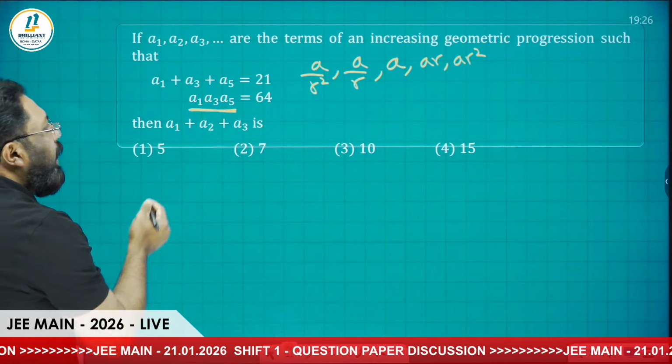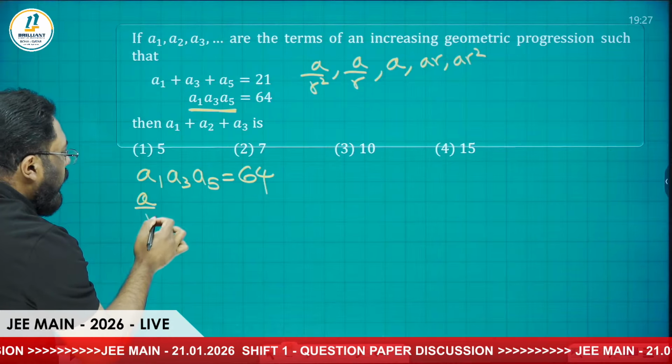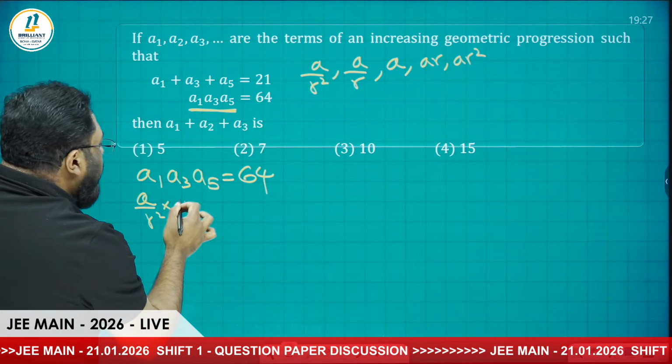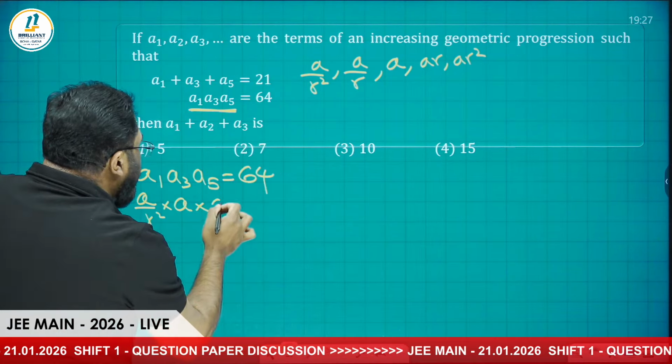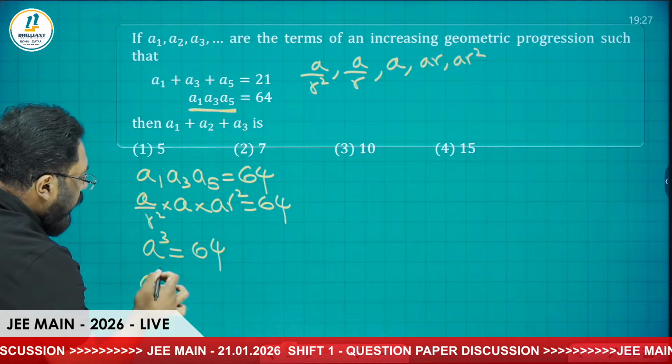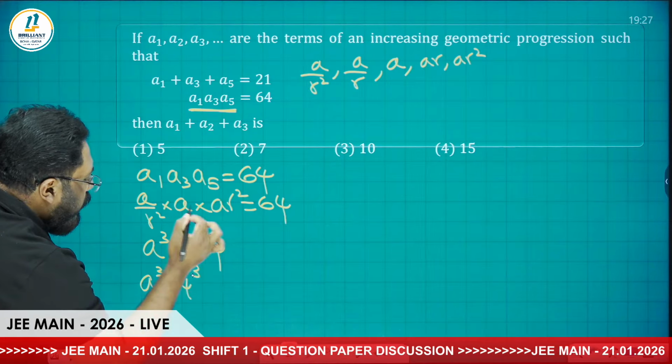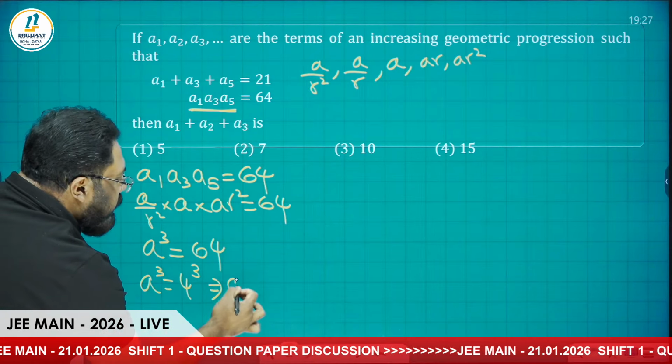A1, A3, A5 is equal to 64. Substitute A1, A by R squared. A3 is A, A5 is AR squared, the product is equal to 64. So you will get A cube is equal to 64. A cube is 4 cube, and that implies A is equal to 4.